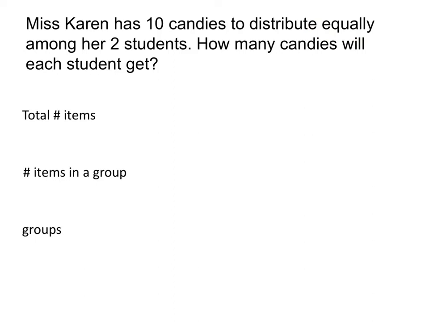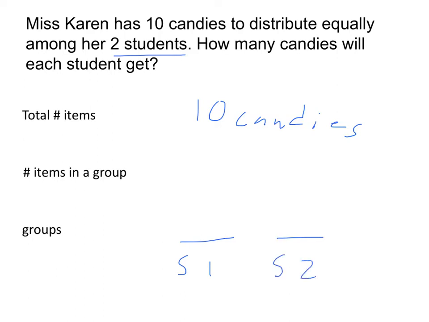And so at the top of our picture, our total number of items, we've still got our 10 candies. But now we're not distributing these candies over a series of days, we're distributing them to her 2 students. So at the bottom here we're going to put student 1 and student 2. Now we don't know how many candies each student is going to get, so we're going to draw an arrow here, put a question mark beside it, another arrow and a question mark beside that. So we've got our total number of items at the top, our groups at the bottom, and our unknown number of items in the middle.